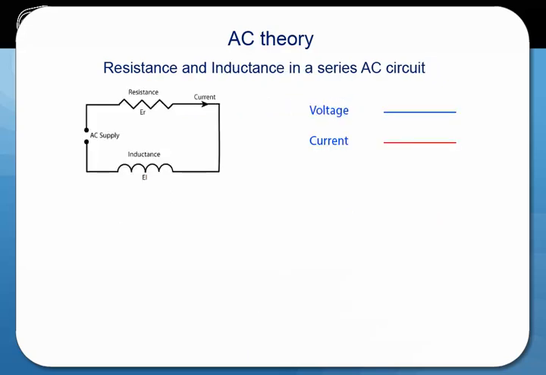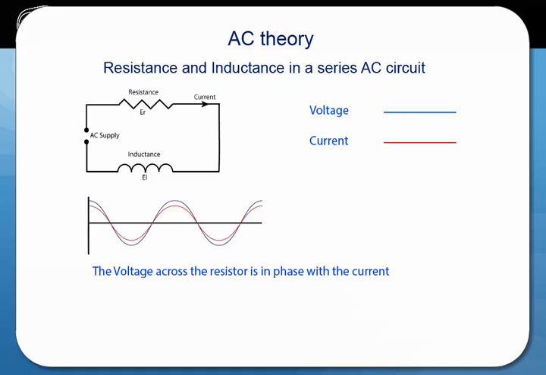Here we have a series circuit consisting of a resistor and an inductor. Once again, the current is the reference. The voltage across the resistor is in phase with the current. The voltage across the inductor leads the current by 90 degrees.